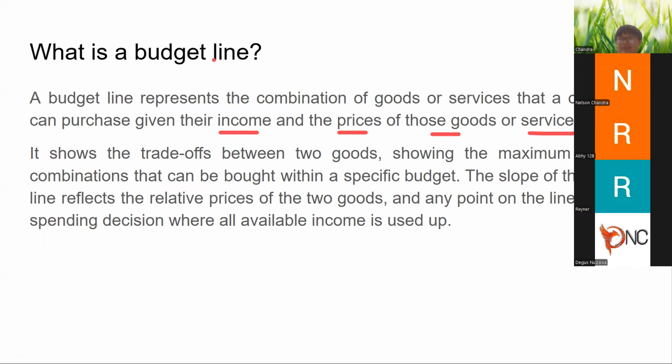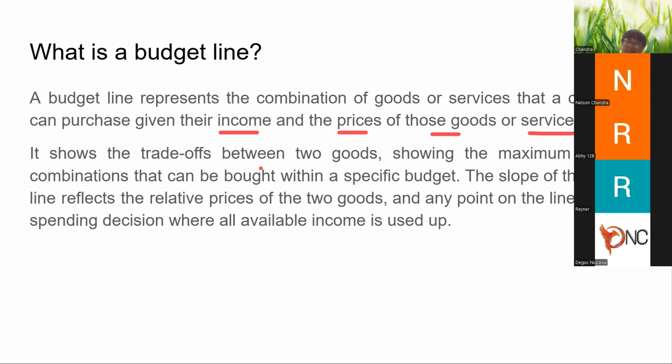PPC is the maximum that an economy can produce. Budget line is the maximum a person can spend. It almost has the same idea. PPC, maximum that can be produced. Budget line, maximum that can be consumed by a consumer. It shows the trade-off between two goods, the same concept as PPC.